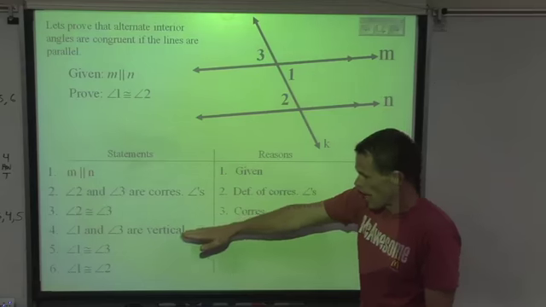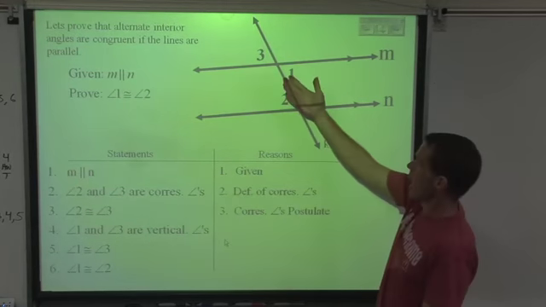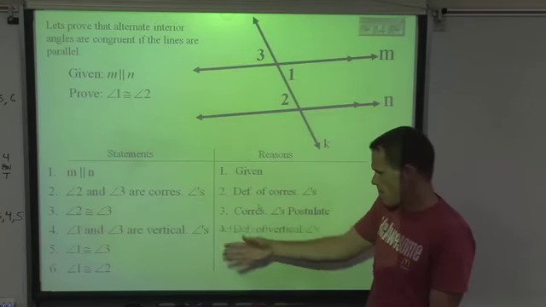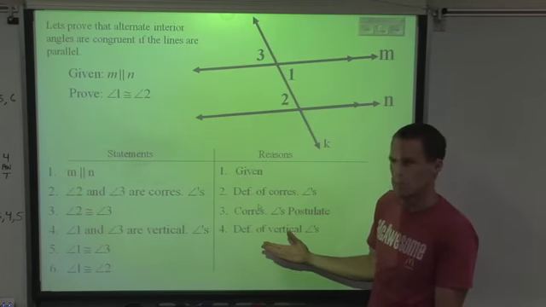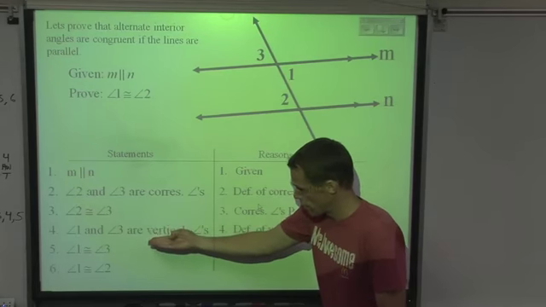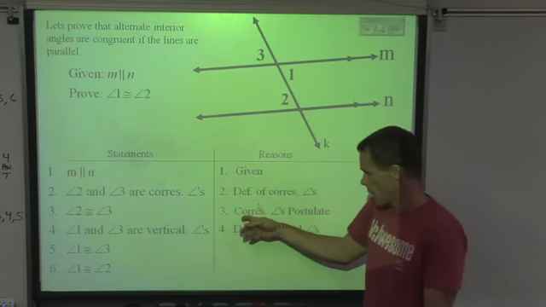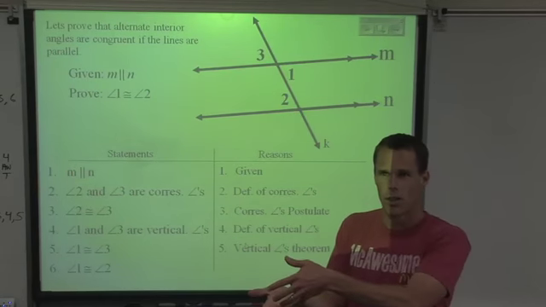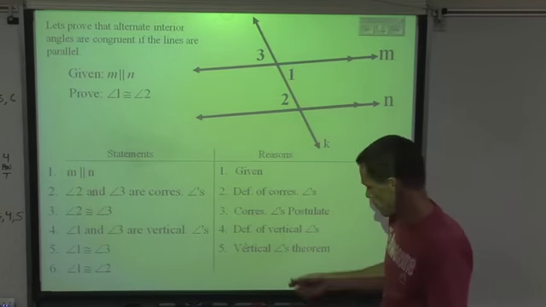Now we start over. How do we know 1 and 3 are vertical angles? I look at the picture, I see that they are across from each other. They meet the definition of vertical angles. Now they are vertical angles, so if they are vertical angles, then they are congruent. That is the vertical angle theorem. If they are vertical angles, then they are congruent.